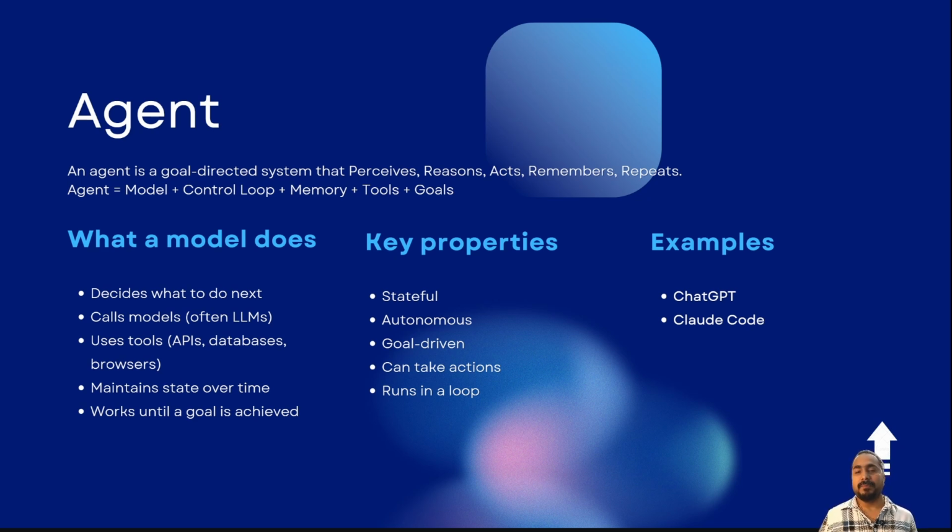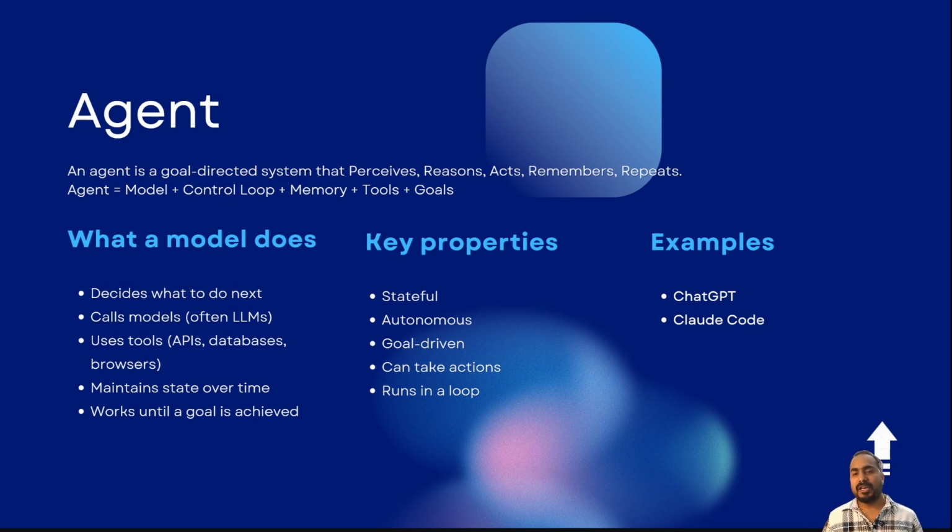Fourth, remember. The agent stores relevant information like what action did I take, what was the result, what did I learn, what context is important. Fifth, repeat. Unless the goal is achieved or the user stops it, the agent goes back to step 1. This loop is what makes agents agentic. They're not waiting for you to ask the next question, they're actively working toward a goal.